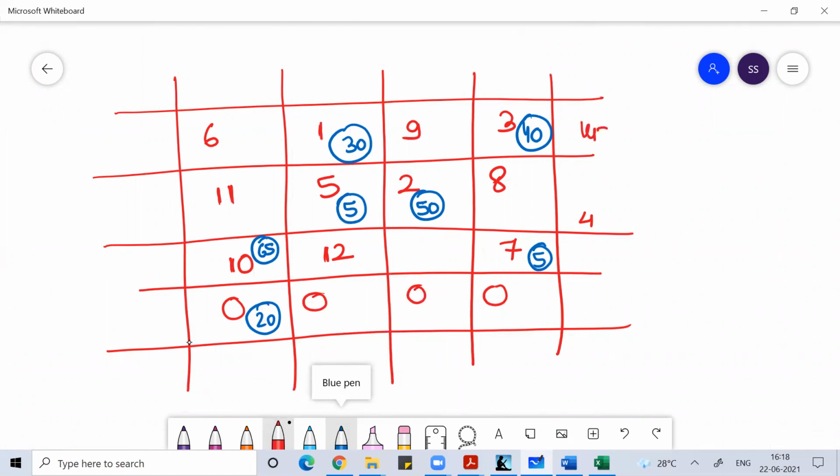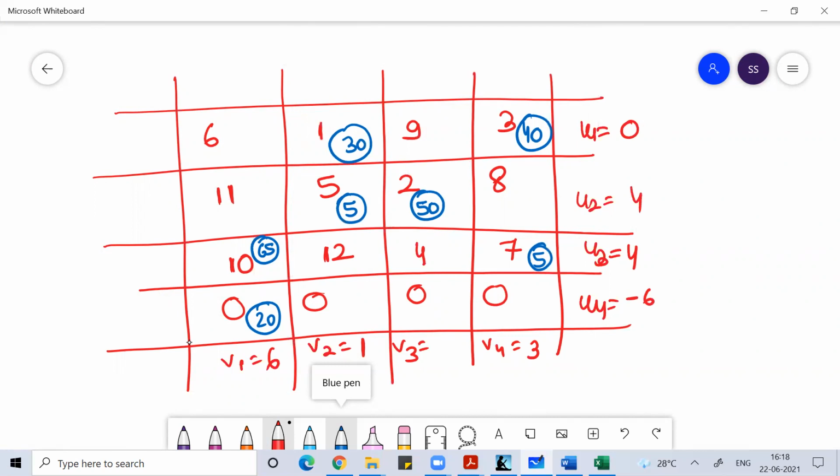So this U1, U2, U3, U4, then V1, V2, V3, V4. So let U1 be 0, then this would be 1, this would be 3. Then this would be 4, this would be 6, this would be minus 6, and then this would be 4. I hope this is clear with everyone. The solution earlier was optimal, 1, 2, 3, 4, 5, 6, 7.